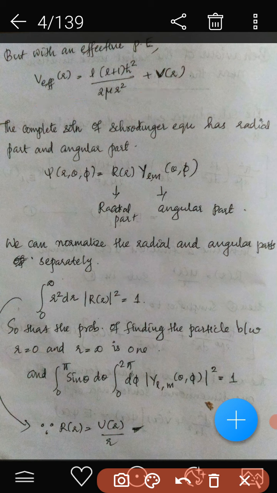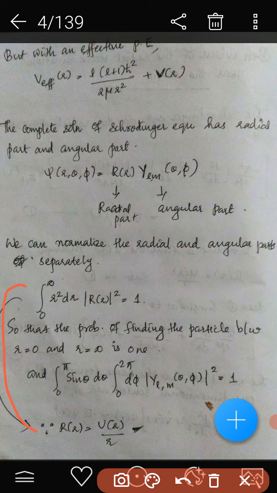The complete solution of the Schrodinger equation has two parts, the radial part and the angular part. So the complete solution, the wave function psi, is formed of a radial part and an angular part. We have to normalize the radial and angular parts separately. Here our concern is the radial part, that is, integral 0 to infinity R square r square dr is equal to 1. That means the probability of finding the particle between r equal to 0 and r equal to infinity is 1. And this is the angular part.